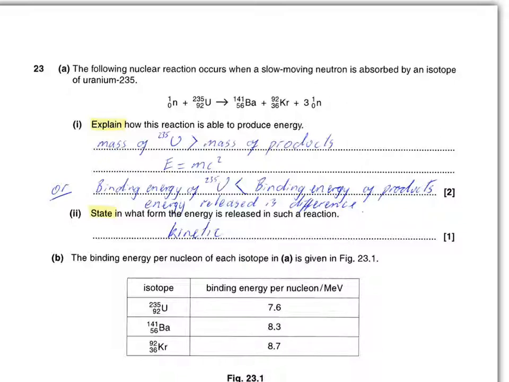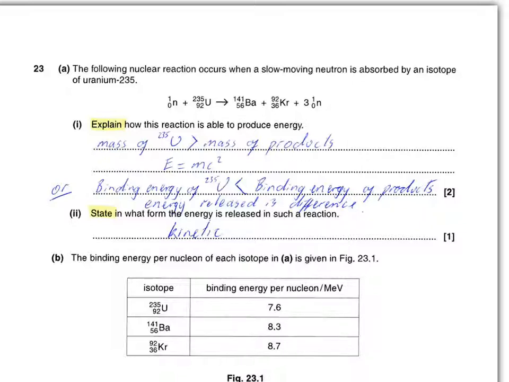The other way of saying that is that the binding energy of the uranium-235 is less than the binding energy of the products, and the energy that is released is the difference between those two energies. And that's what we're going to actually use when we get down further in the question.